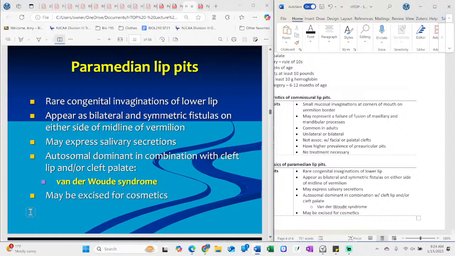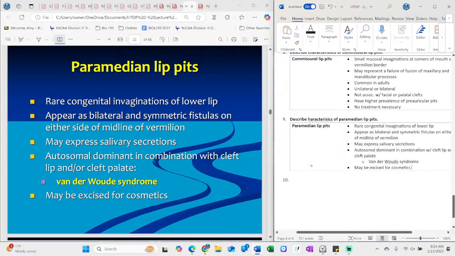So they have an autosomal dominant pattern of inheritance. The patient will have cleft lip with or without cleft palate with these paramedian lip pits in van der Woude syndrome.